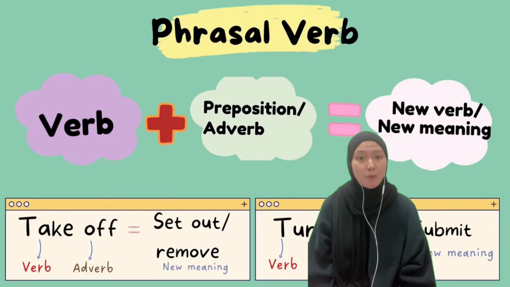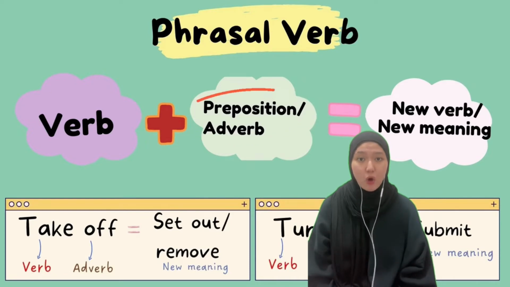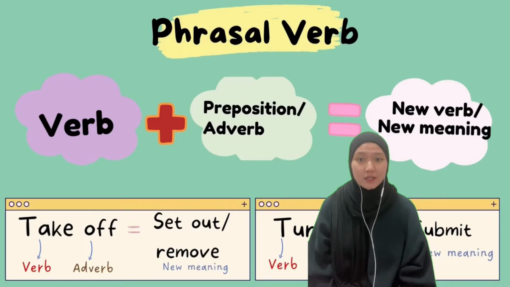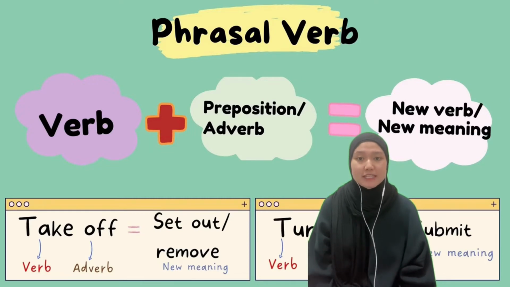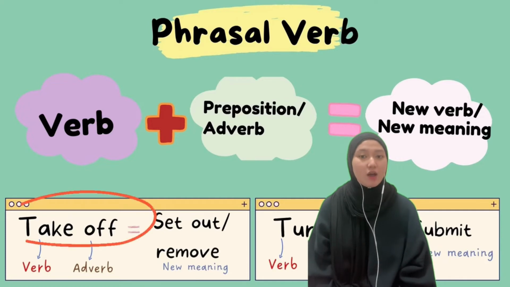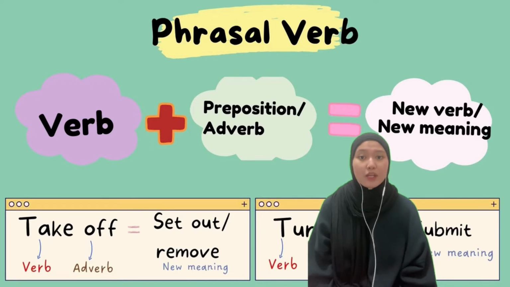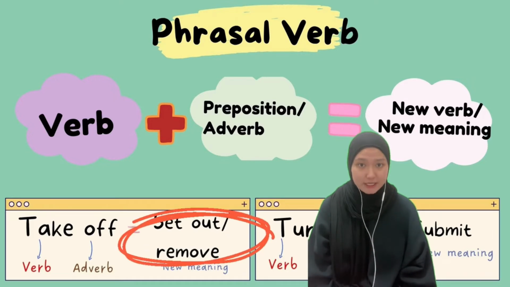A phrasal verb is composed of two components, which are a verb and a preposition or an adverb. So, when these two components are combined, they create a new verb that gives out a new meaning. An example of a phrasal verb is take off. Take is a verb, while off is an adverb. When you combine these two words, it builds a phrasal verb with a new meaning, which take off here means to set out or to remove something.